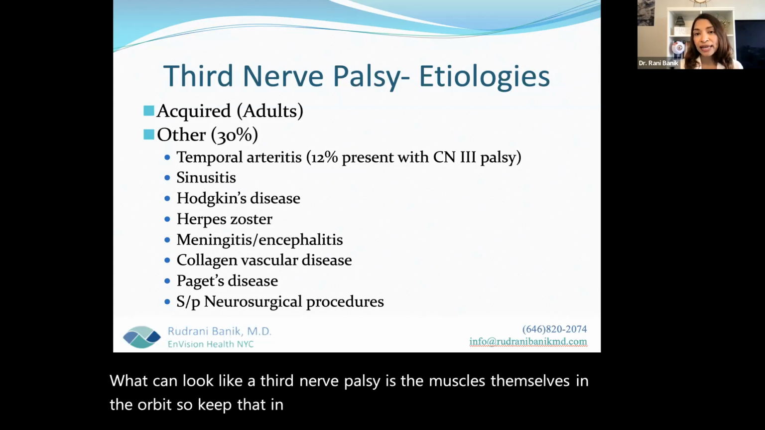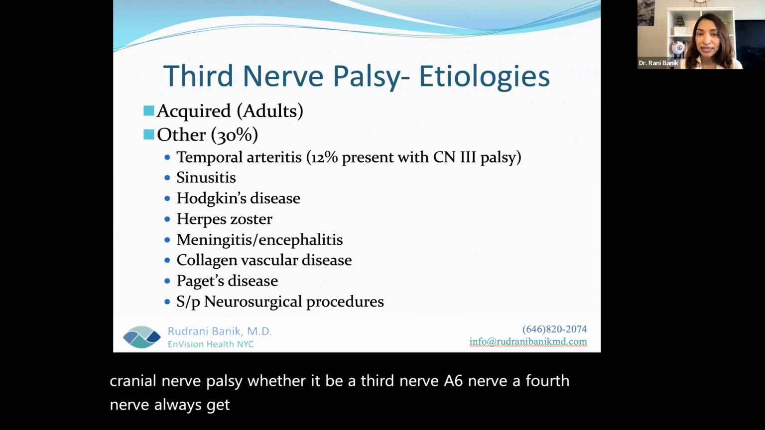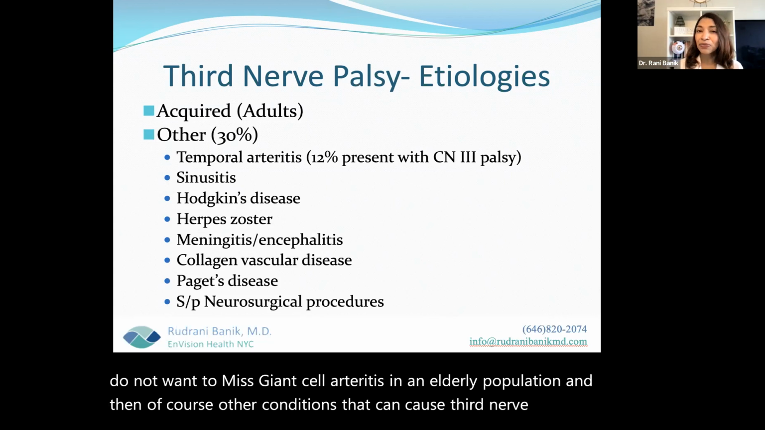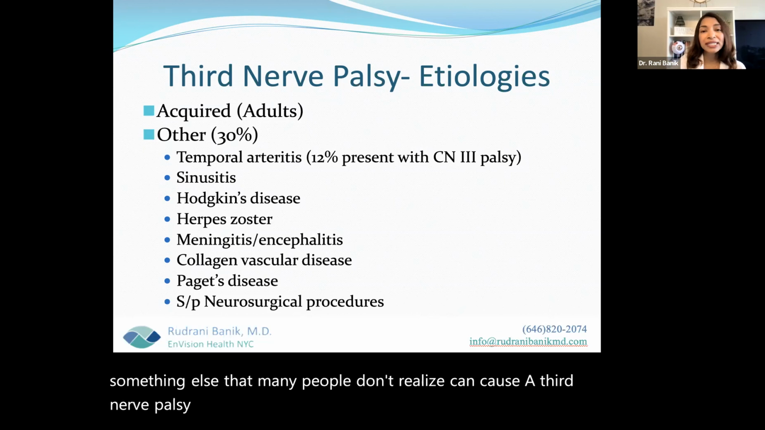So if you have an older patient with a cranial nerve palsy, whether it be a third nerve, a sixth nerve, or a fourth nerve, always get GCA labs in those patients because you do not want to miss giant cell arteritis in an elderly population. And then, of course, there are other conditions that can cause third nerve palsy. Zoster is something else that many people don't realize can cause a third nerve palsy. And of course, third nerve palsies can be iatrogenic after neurosurgical procedures.